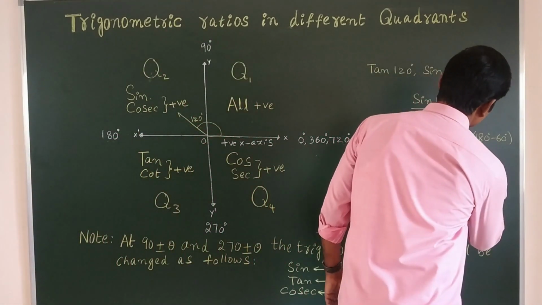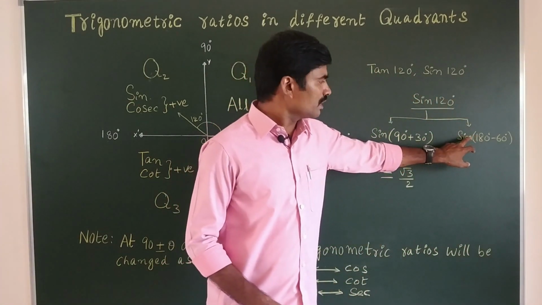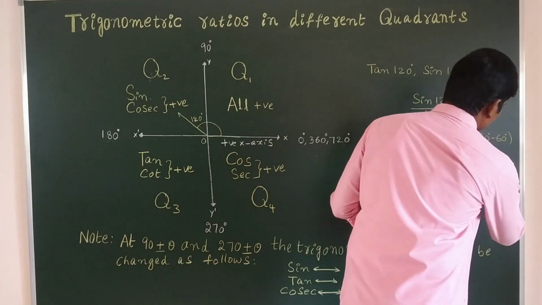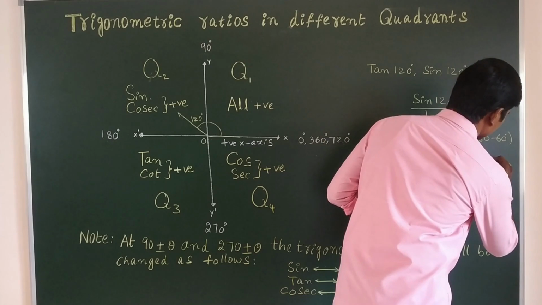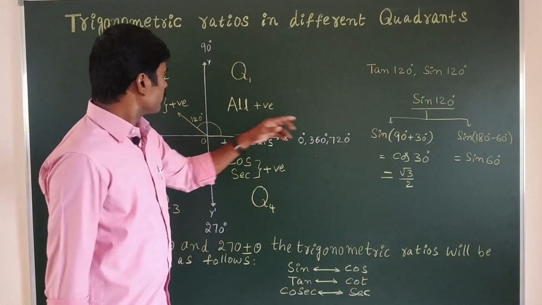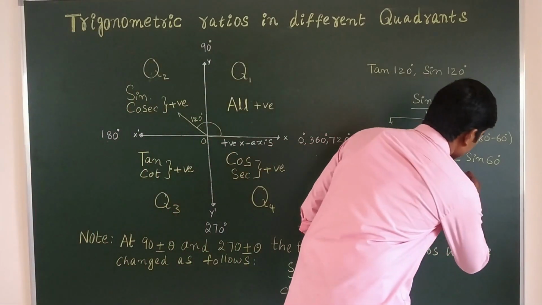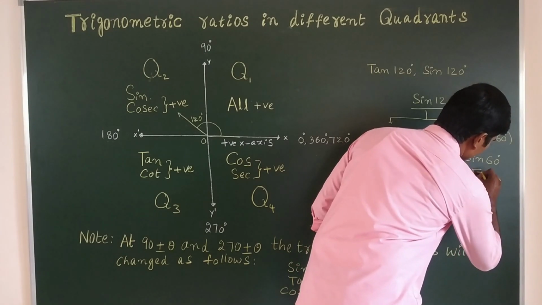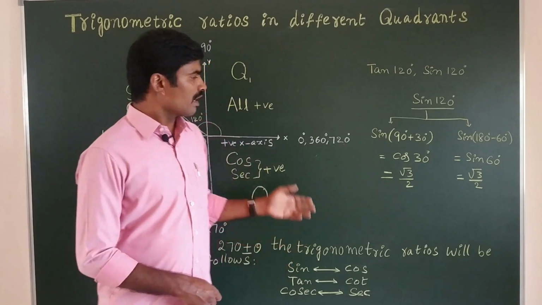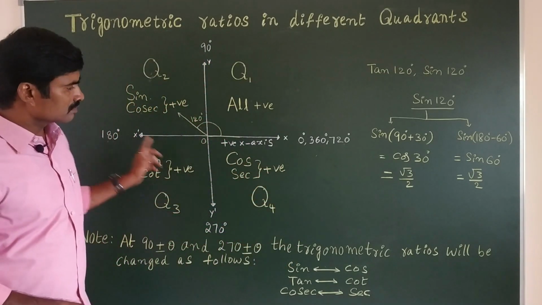In another method, at 180 plus or minus theta, the ratios will never be changed. So sine as it is, neglect 180 degrees and write 60 degrees, and come to the angle sine 120 degrees in Q2. Again sine is positive, so keep positive as it is. Sine 60 degrees is equal to square root 3 by 2. So we can find the angles by using ending angles of quadrants.